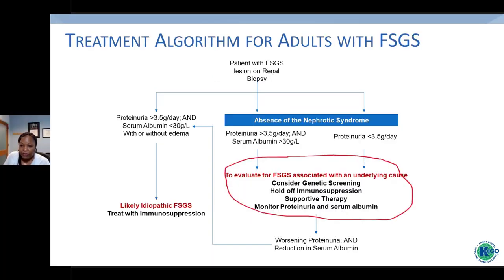And so again, in patients with FSGS but who lack nephrotic syndrome, evaluation for secondary causes should be pursued. This is a patient population where we want to consider genetic screening. We're going to hold off on immunosuppression, but be sure to employ supportive therapy like RAS inhibition. And then be sure to monitor their proteinuria and serum albumin over time, because if there is worsening of proteinuria and they do develop nephrotic features, then you would follow along the path of treating them like a patient with primary FSGS.